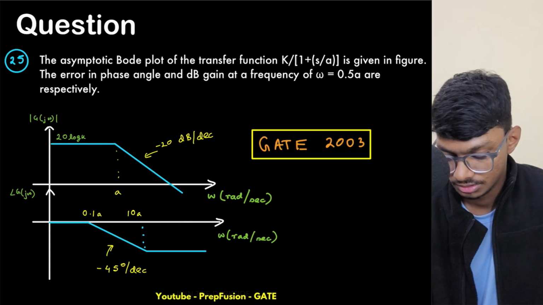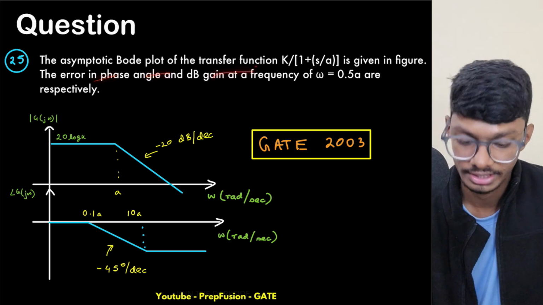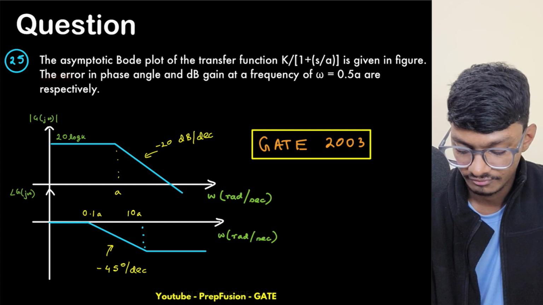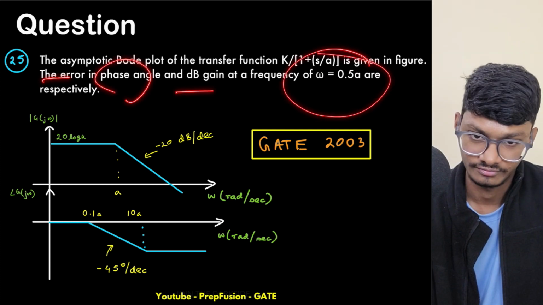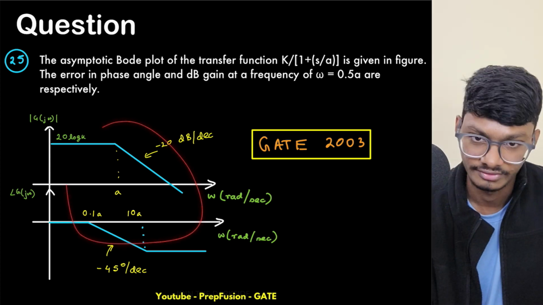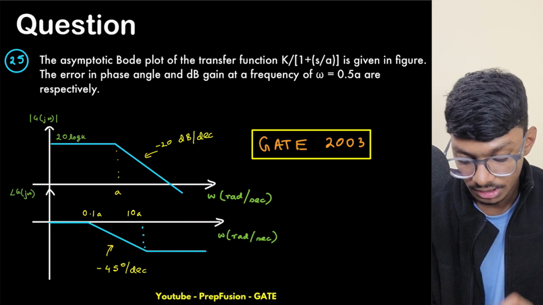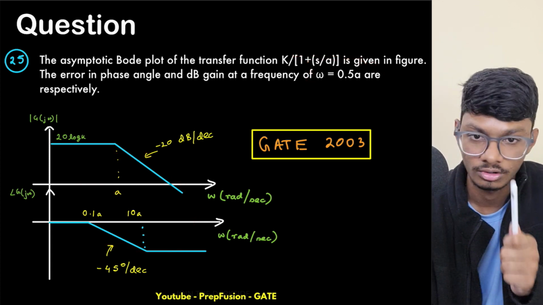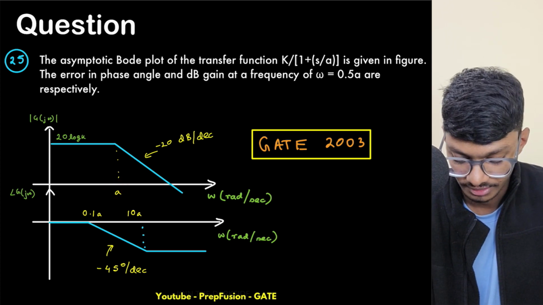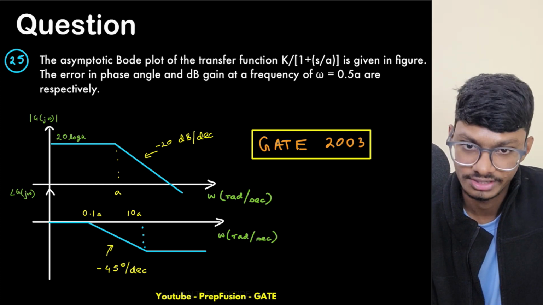What is the next question? So here we have the question that the asymptotic Bode plot of transfer function of k divided by 1 plus s plus a is given in the figure. The error in phase angle and dB gain at frequency of 0.5 a. Okay, so this time this is the asymptotic Bode, but they have already given it. Although you could have drawn it by yourself, but they have given it. But they want you to find the error at 0.5 a, not at corner frequency. They want you to find the error at 0.5 a here, somewhere around here.